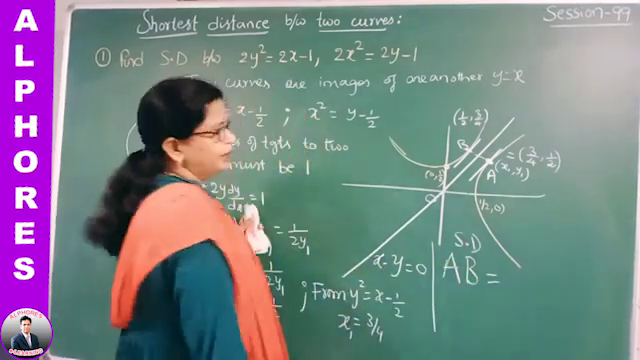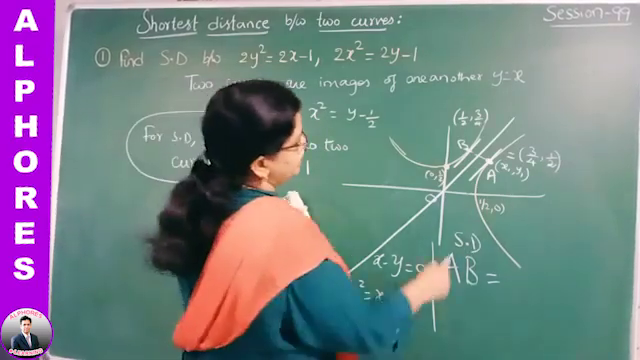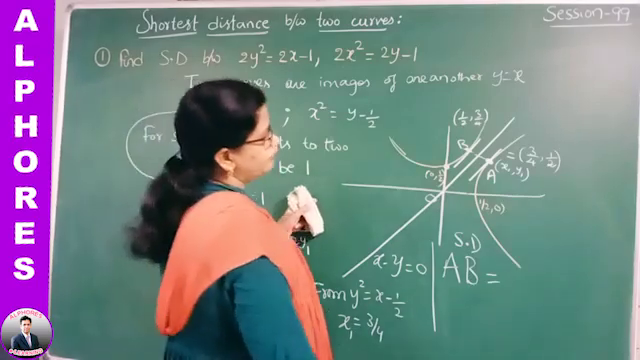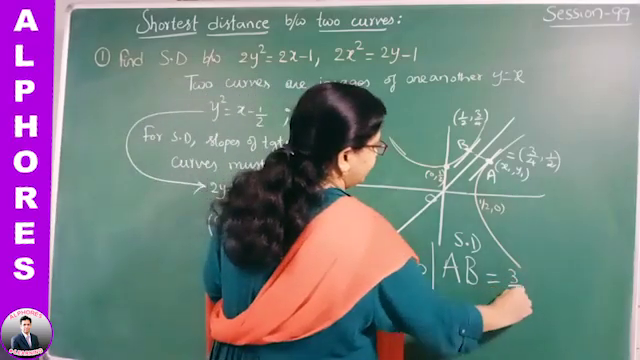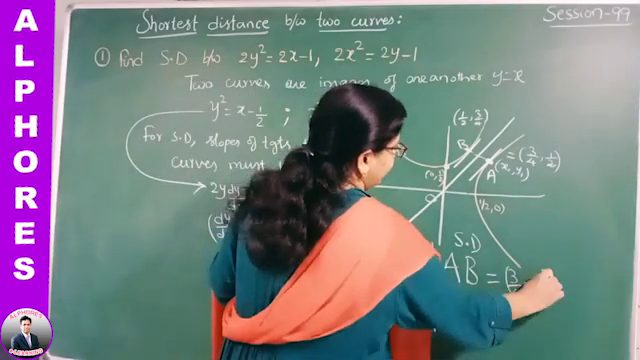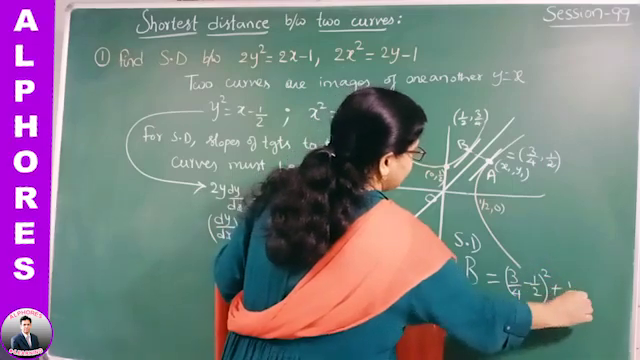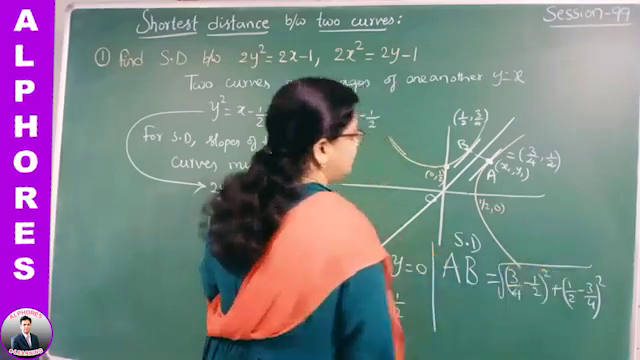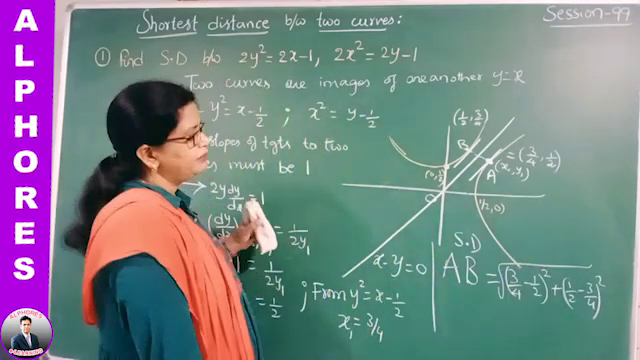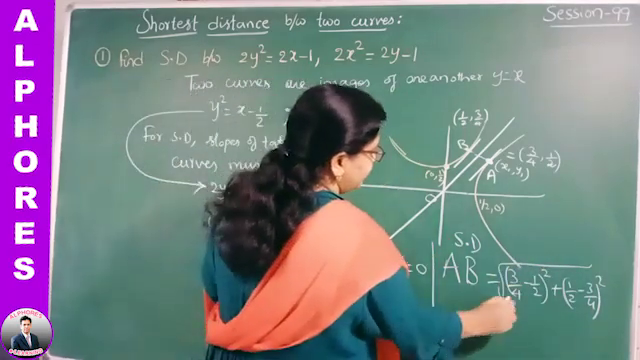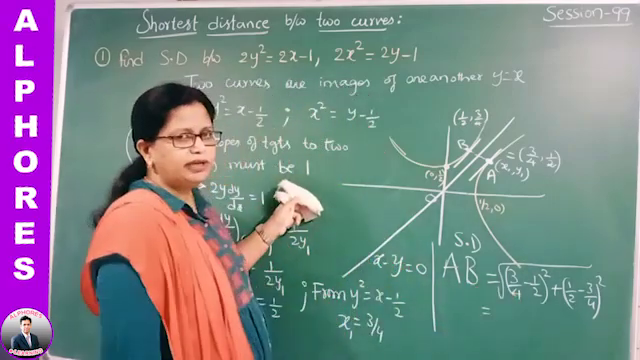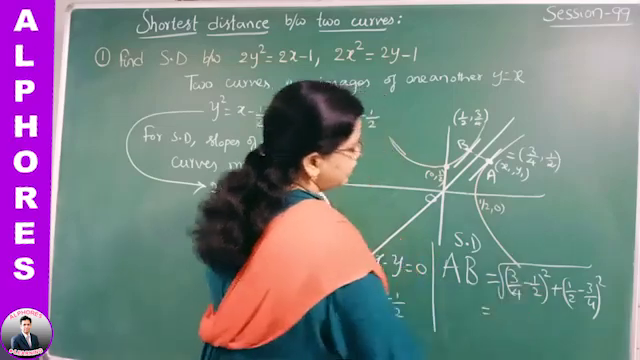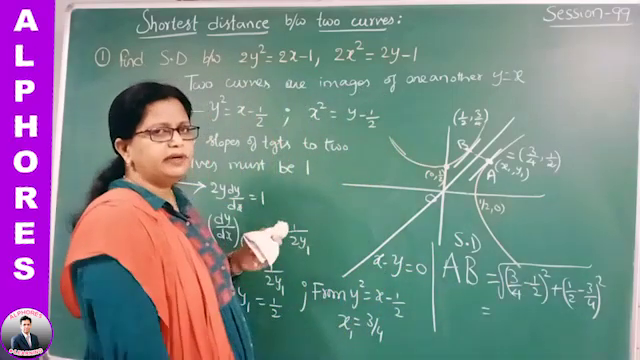AB equals just the ordinary distance formula, or you can use the perpendicular distance from this line onto this. Anyway, you can find it. So, 3 by 4 minus 1 by 2 whole square plus 1 by 2 minus 3 by 4 whole square. If you take the square root, this is our value. If you simplify, 3 by 4 minus half is nothing but 1 by 4, right? 1 by 4 whole square. So, 2 times, if you take, then you can get the final answer.